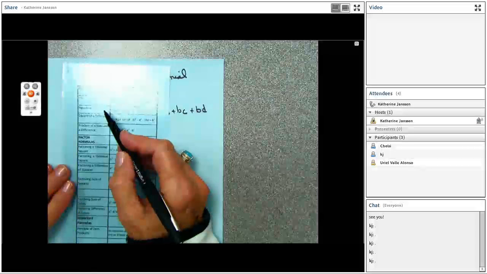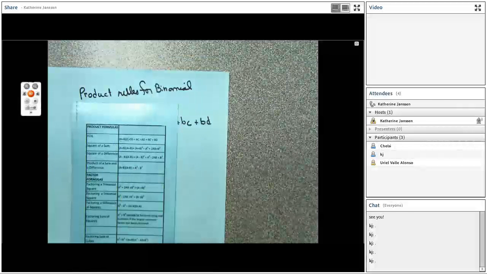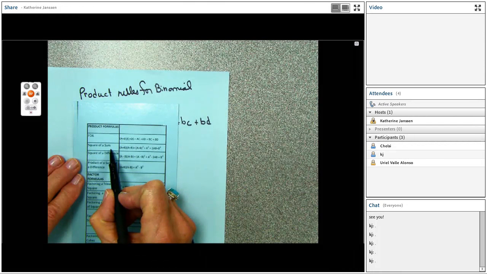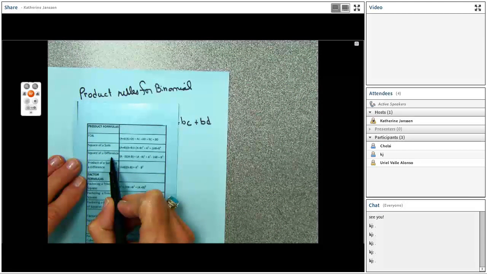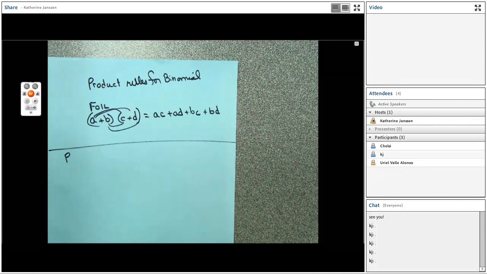Well, now we have some other special product rules for binomials. Remember, this is a binomial times a binomial. We could have the square of a sum or the square of a difference. This is on page 306.